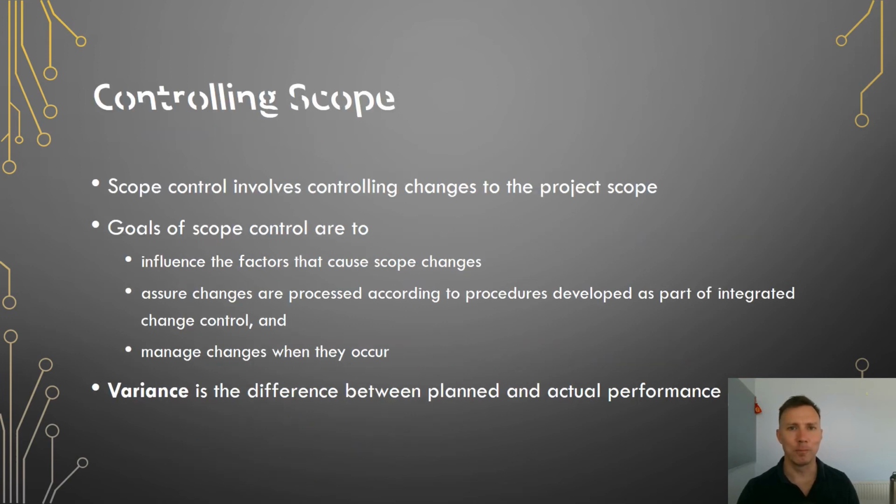But as you know, projects will change throughout their course and there will be temptation and need to change the scope. Under the PMBOK, it's important that you manage changes to the scope. You need to be sure that any changes to scope are done through integrated change control. We need to manage the changes when they occur. We call it the variance when we have a difference between what we planned and what actually occurs.